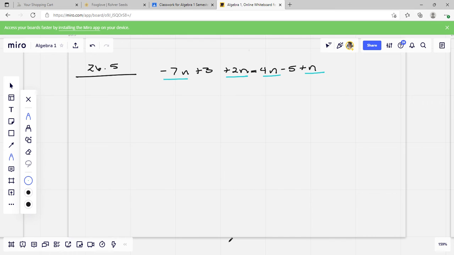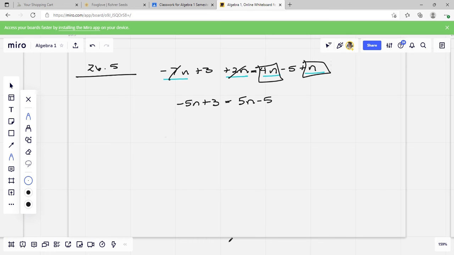Now remember, you can't cross sides. You have to stay on the same side of the equal sign when you're combining like terms. So if I put this negative 7 and positive 2, I owe $7. I pay back 2 of it. Now I owe 5. Okay, so I've put those in, and then I've still got this plus 3. Now I've got to combine this 4n plus 1 more n would make 5n minus 5.